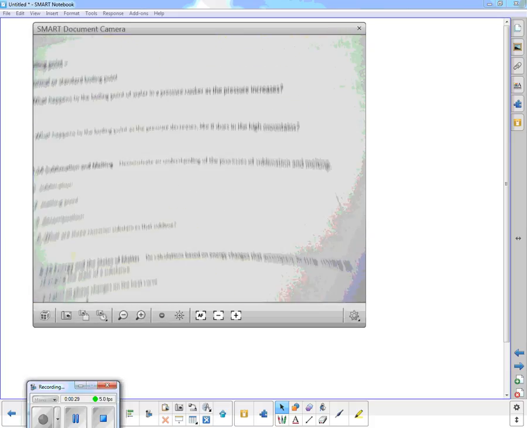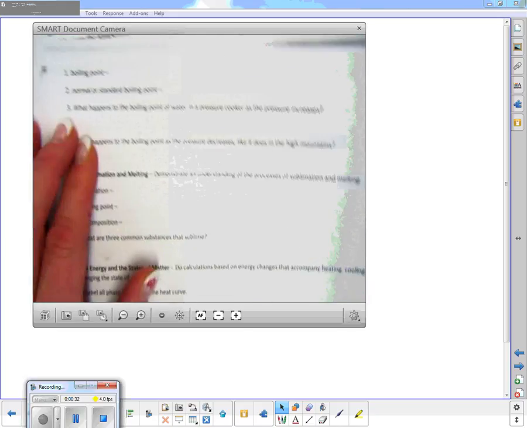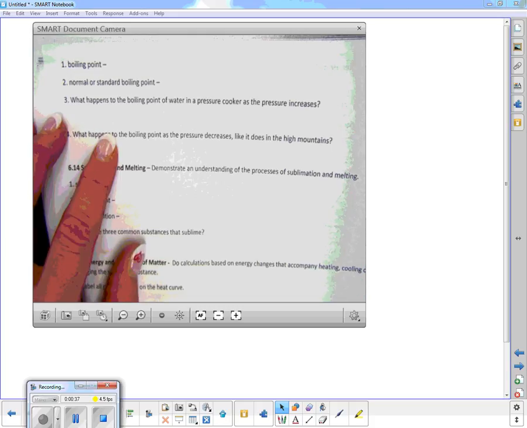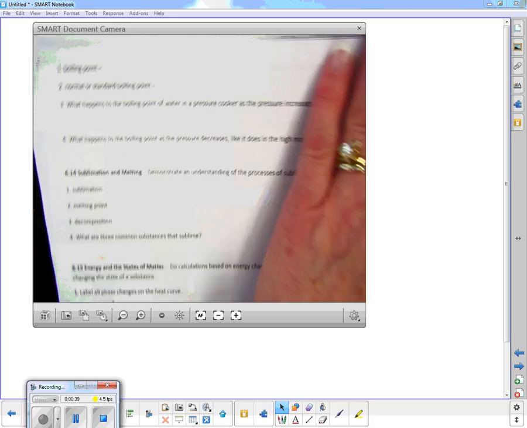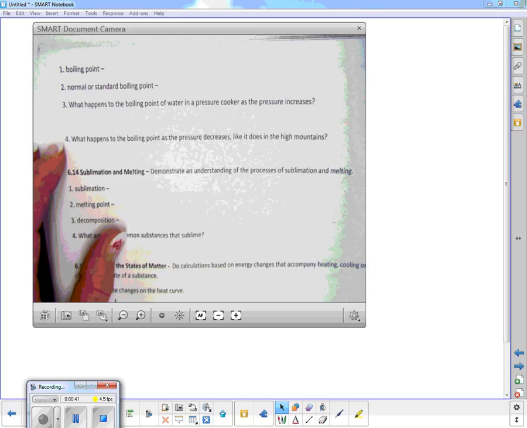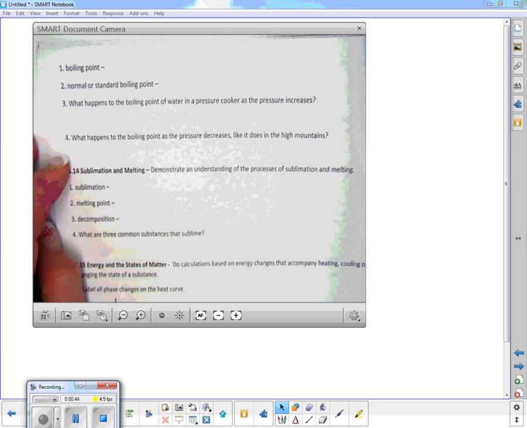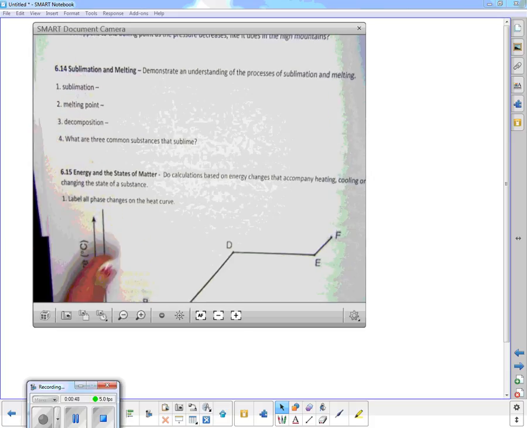Going over the other page, just defining what boiling point is, what normal boiling or standard boiling point is, and what happens to boiling water in a pressure cooker as the pressure is increased. What happens to boiling point if the pressure is decreased like it does in the high mountains? Any problems there? Okay, melting or subliming. Any questions with what you needed to pull out there?